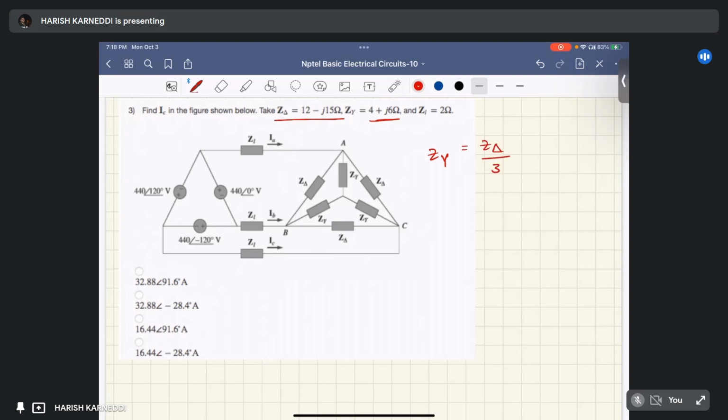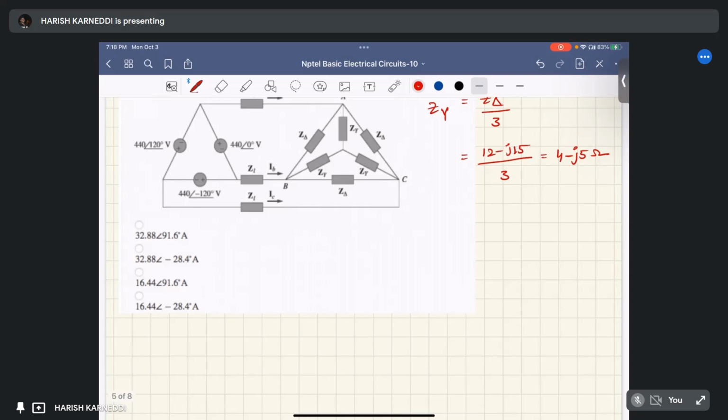Why? Because all the impedances are equal in magnitude and connected in delta fashion. Its star equivalent will be Z delta by 3 ohm. Z delta equal to 12 minus J15 by 3, which equals 4 minus J5 ohm.